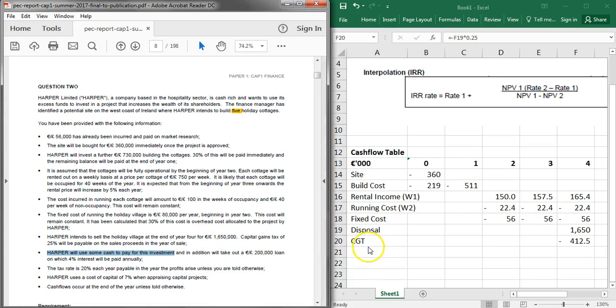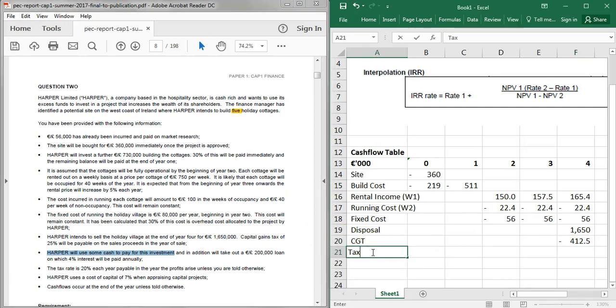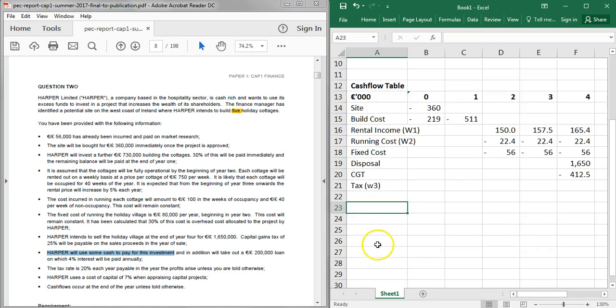So the last thing we have to do is tax. So we need to calculate tax. I'll come down and show you how you calculate tax, working 3. How we do that is we need to get the taxable profits. We have no capital allowances here, so we don't need to worry about capital allowances. Our taxable profits are nil in year 1 because we didn't make any income. We had no expenses. Our taxable profits in year 2 are 150.